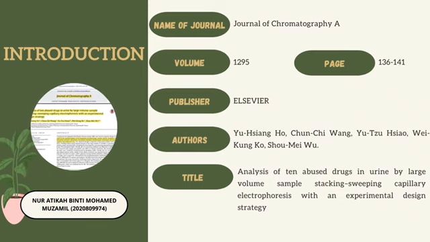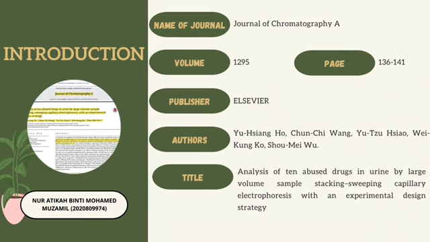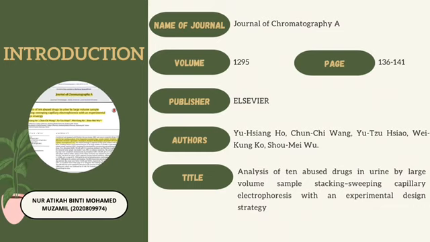Okay, for the introduction, let me introduce the name of the journal, which is Journal of Chromatography A. The volume of this journal is 1295. The pages are from 136 until 141. The publisher is Elsevier. There are 5 authors, which are Yu Xiangho, Xu Xinwang, Yu Xiao, Wei Kongko and Xiao Mingyu. The title of this journal is Analysis of 10 abuse drugs in urine by large volume sample stacking sweeping capillary electrophoresis with an experimental design strategy.